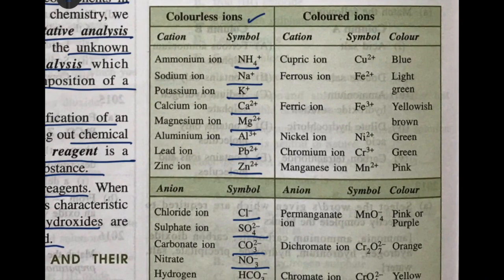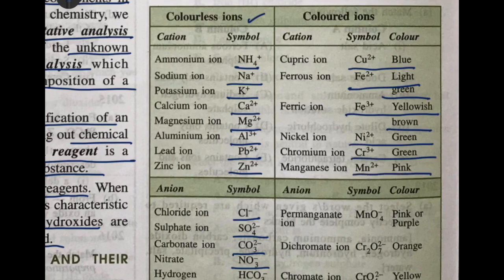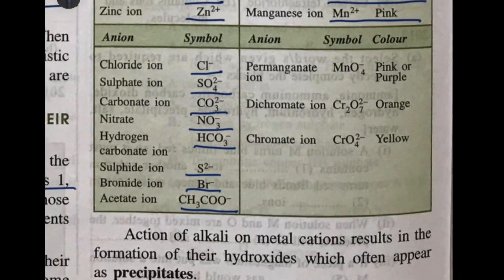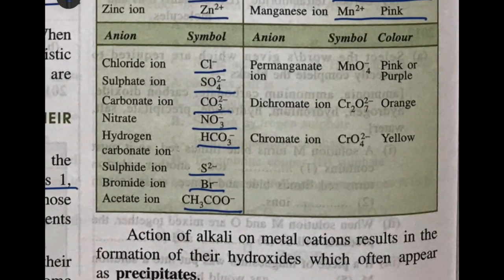Okay, and then we have colored ions. Just looking at the color, you can easily say which metal ion is present there. So if it is cupric, it is blue in color. Ferrous, light green in color. Ferric, yellowish brown in color. Nickel, green. Chromium, green. Manganese, pink. And negative ions, permanganate, pink or purple in color. Dichromate is orange in color. And chromate is yellow in color.